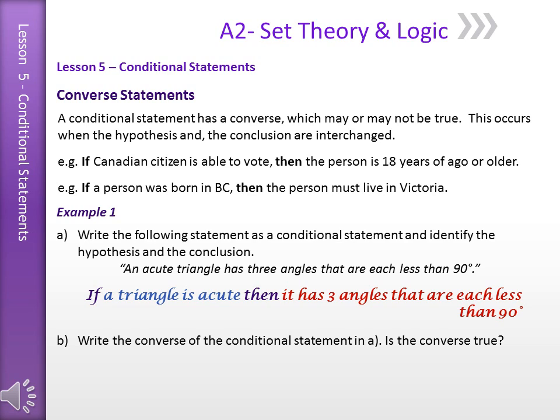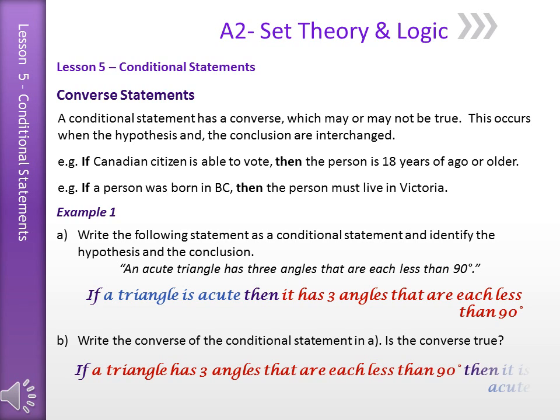Now we're going to write the converse of that conditional statement, and we're going to state whether the converse is true. So now we just switch it around. If a triangle has three angles that are each less than 90 degrees, then it is acute. This statement is true.